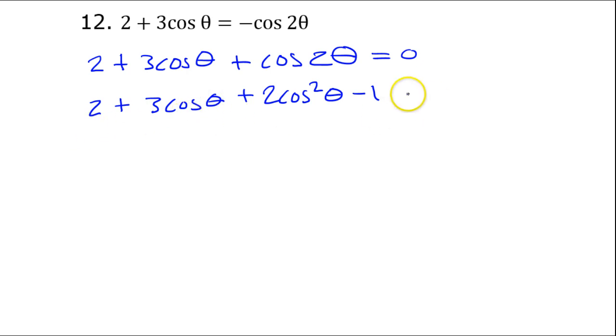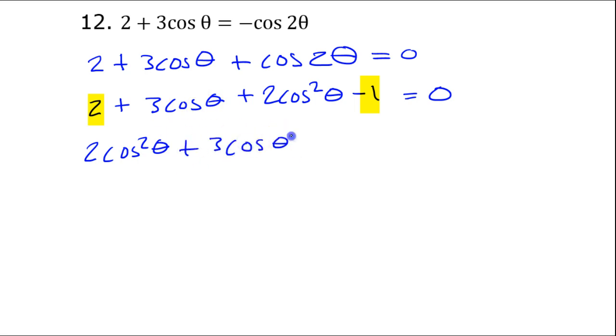All right, I do have these like terms. Just the 2 and the negative 1 are like terms. So I'm going to write these in the proper order, descending exponent order. So I'll put the 2 cosine squared first, followed by the 3 cosine theta second, and then 2 minus 1 is 1. So this is just going to be a factoring problem. So I'm going to go ahead and factor this.